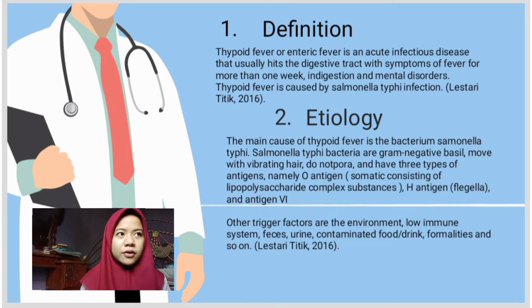And then number two, etiology. The main cause of typhoid fever is the bacterium Salmonella typhi. Salmonella typhi bacteria are gram-negative bacilli, move with vibrating hair, do not form spores, and have three types of antigens, namely O antigens, H antigens, and Vi antigens. Other trigger factors are the environment, low immune system, feces, urine, contaminated food or drink, and so on.